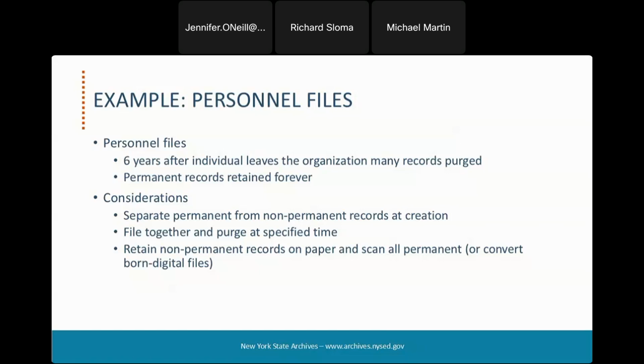So in this case, we're talking about 6 years after an individual leaves the organization, most of the records are purged, but permanent are retained forever. A case file retention sheet can also help plan a filing system. For example, you might separate those permanent from non-permanent records at creation, or file everything together and purge at specific times. You could retain non-permanent records on paper and scan all the permanent ones or convert the born digital files.